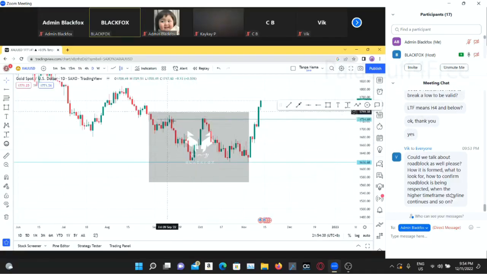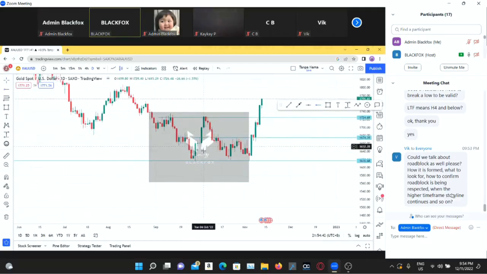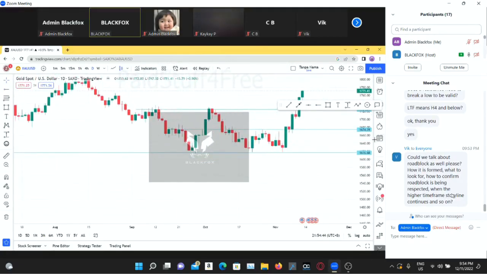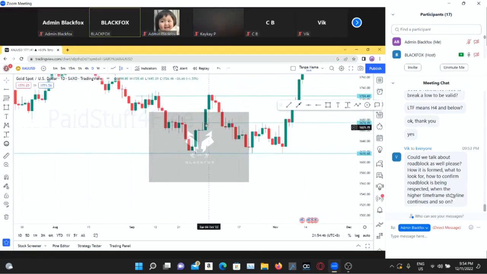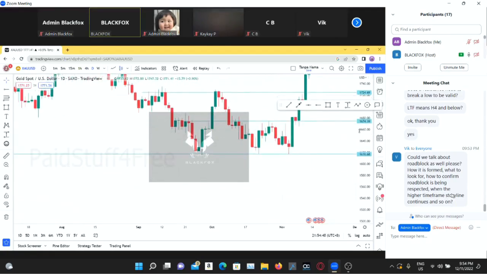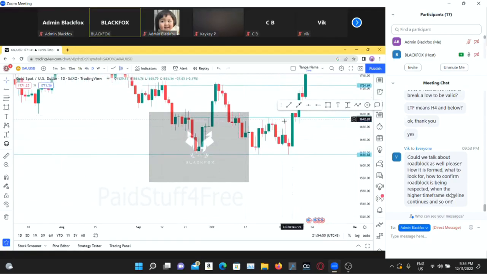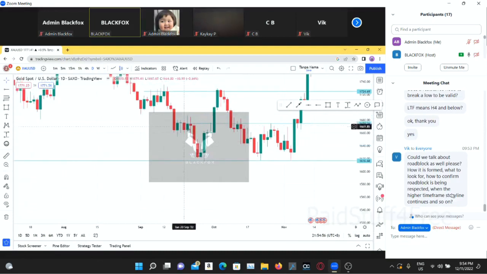For example, this one is the weekly storyline, and then this is the roadblock, the daily roadblock. If the price rejects like this, closes and opens, then this one is already respected.